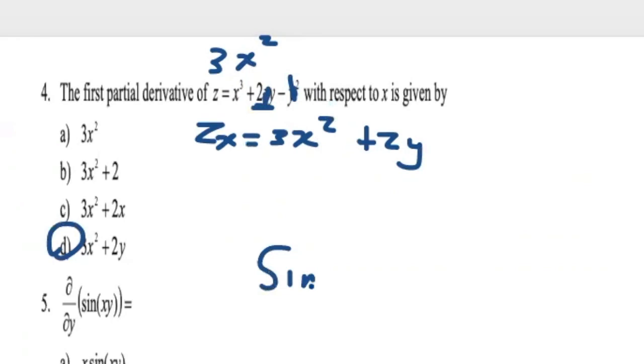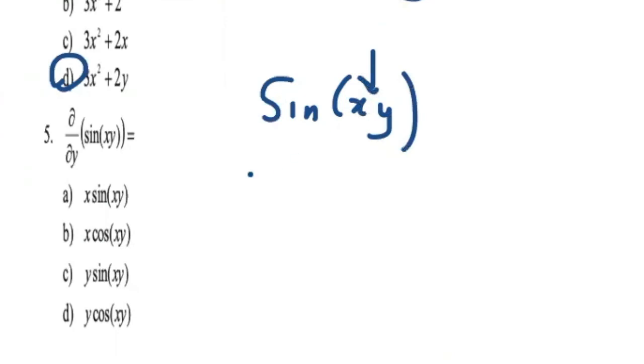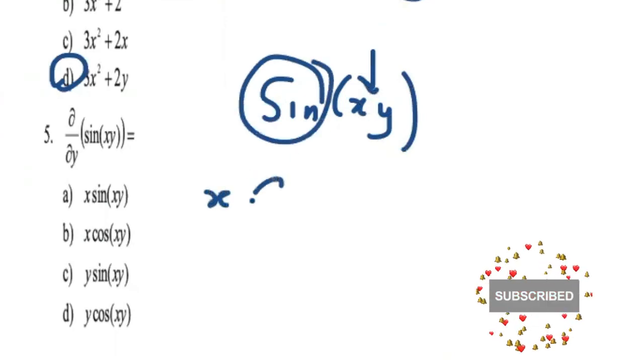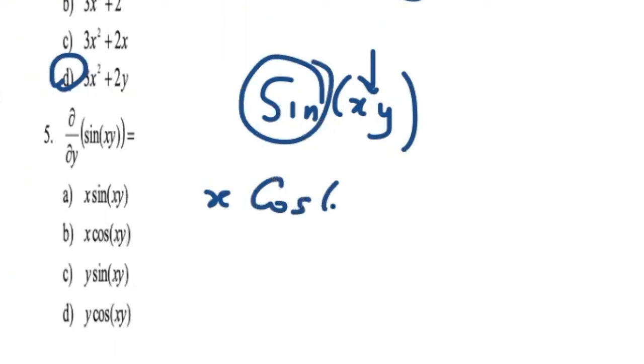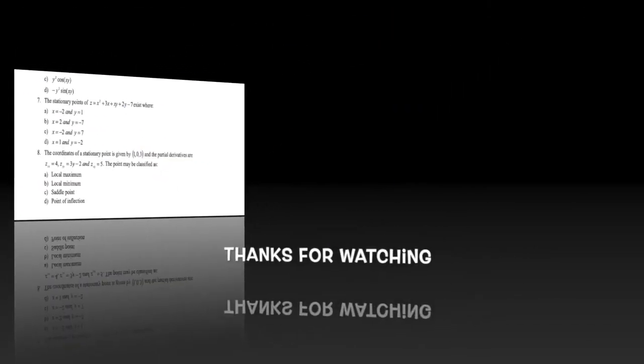Differentiate sine xy with respect to y. We differentiate the inside, so the y disappears, so I'm left with x. Then differentiate the outside to get cos, then rewrite xy. So therefore my answer is B.